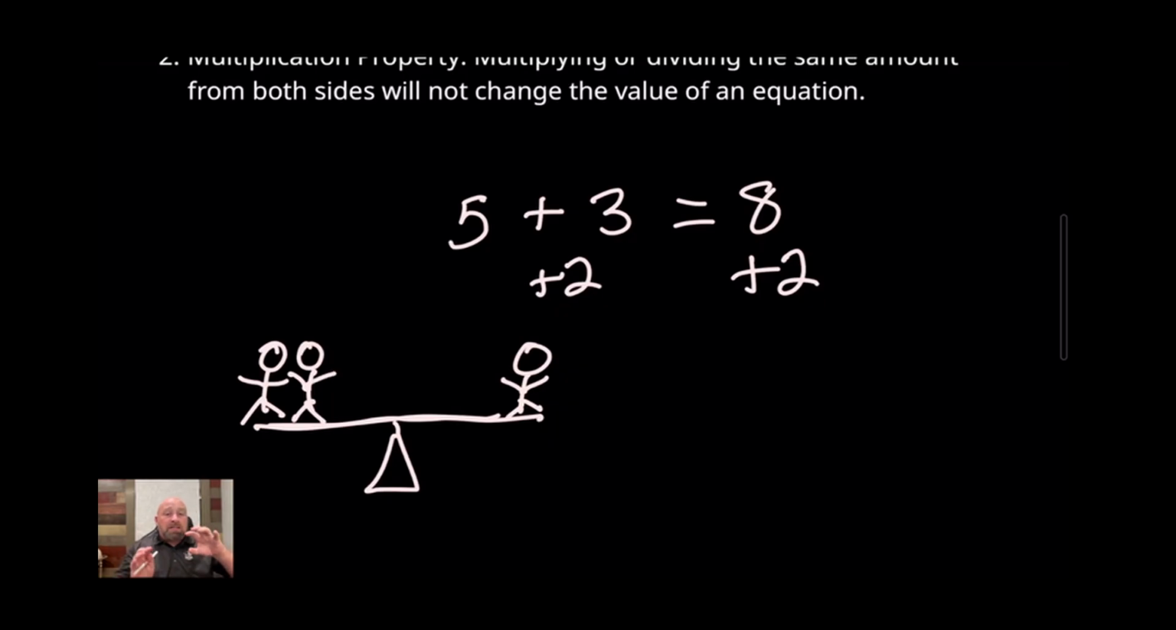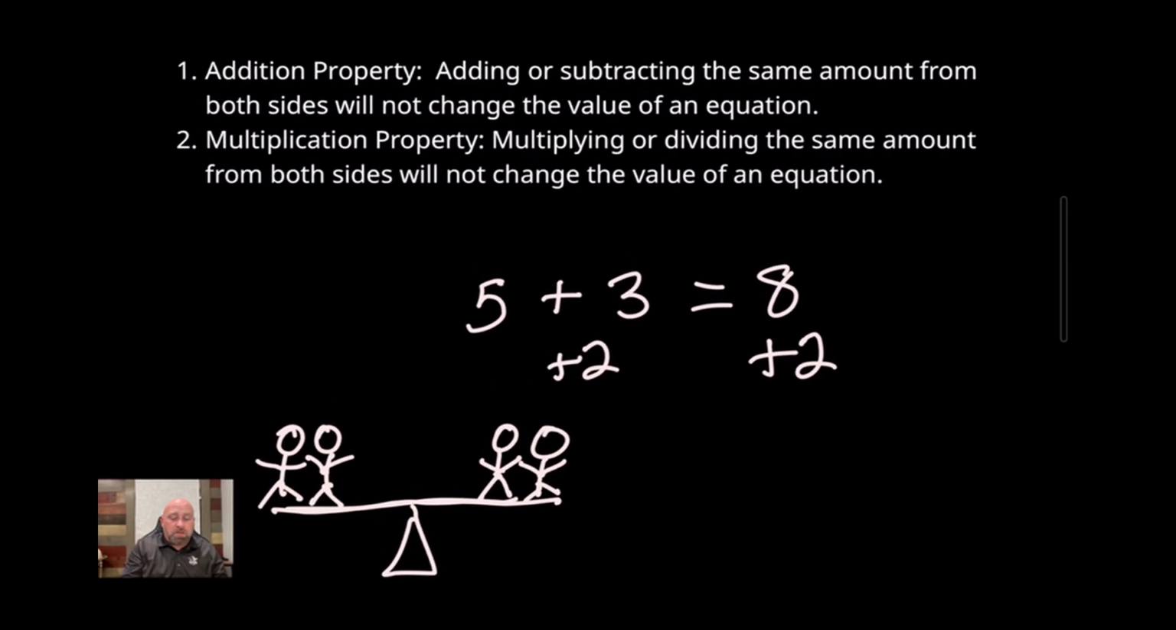What happens if I add a dude over here and I don't add a dude to the other side? Well, that seesaw is going to tilt down, right? It's going to be unbalanced, right? In order to balance it, what do I need to do? I need to add a dude to the other side. Once I do that, now we're back to balanced. We're even again, okay? So that's the trick to this. If you do it to one side, you have to do it to the other.